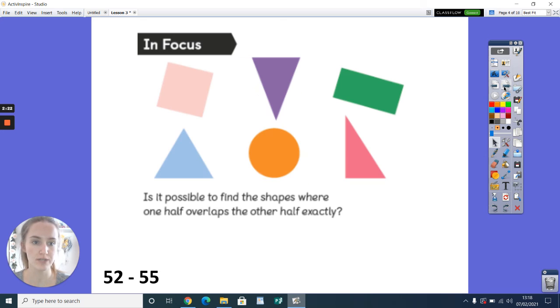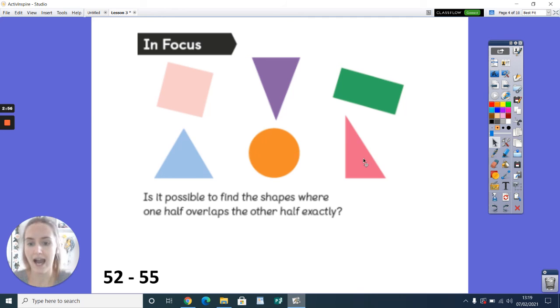Okay, so the page numbers you need in your textbook are page 52 to 55. And we have got some shapes here. Let's quickly whiz through the names of these shapes. This is a square because it's got 4 sides that are all the same length. We've got a triangle. Tri means 3. It's got 3 sides and 3 vertices. This is a rectangle because it's got 2 shorter sides, 2 longer. We have another triangle, a circle, and another triangle.